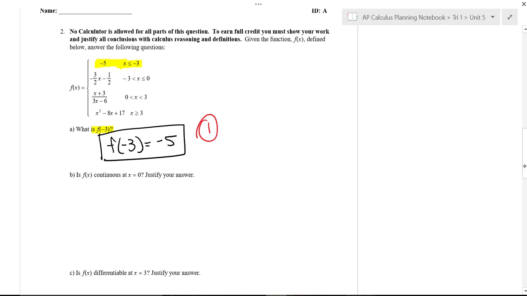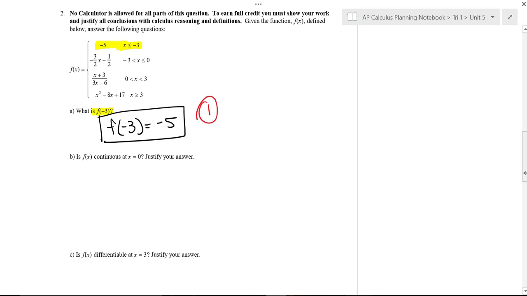Is f of x continuous at x equals 0, and justify your answer? It's super important to note that continuity means that several things are happening, right? We need to note that the limit as x approaches 0 from the left equals the limit as x approaches 0 from the right.